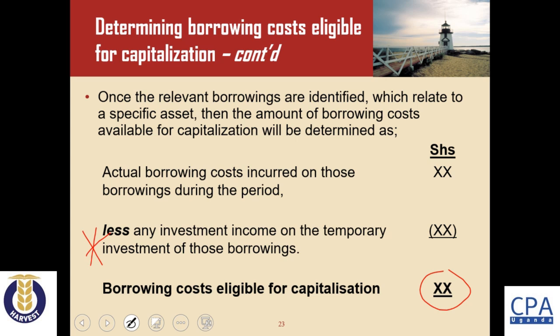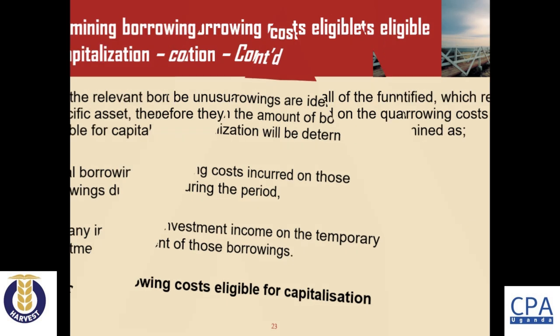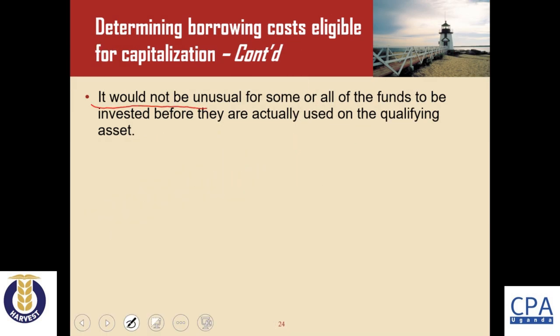Now, on the issue of investment income, it has been proven beyond reasonable doubt that entities actually invest part of these borrowed funds to earn investment income. So we are highlighting on the following slide that it would not be unusual for some or all the funds to be invested before they are actually used on a qualifying asset. It is also a fact that the construction, production, or acquisition of a qualifying asset will take substantially a very long period of time. So it would not really benefit the firm if these funds simply lie idle on the account. So it would be a very, very wise decision to first of all invest these funds as they wait to be expended on the production, acquisition, or construction of a qualifying asset.